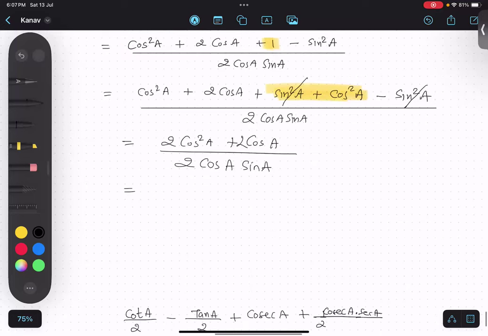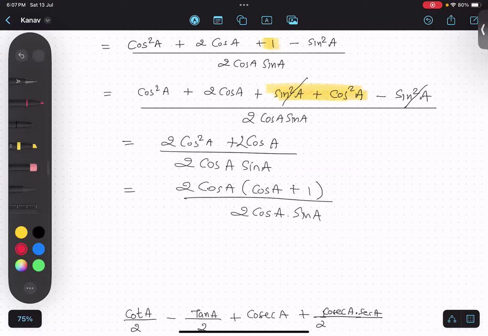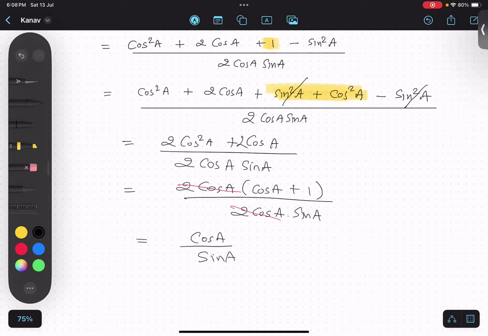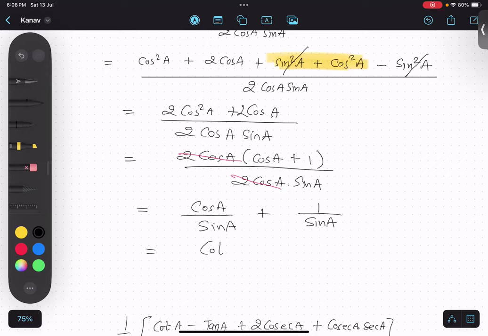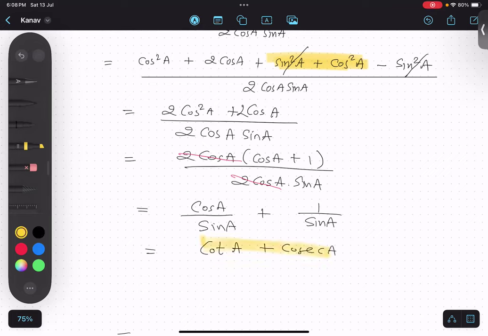You can take 2 common. In the numerator, I will take 2 and cos A common, giving cos A plus 1. 2 and cos A cancel. So what is remaining? Cos A plus 1 upon sine A. So I'll give the sine to both: cos A upon sine A plus 1 upon sine A. Cos upon sine is cot A, and one upon sine is cosec A. And that is it. This was the question. RHS.